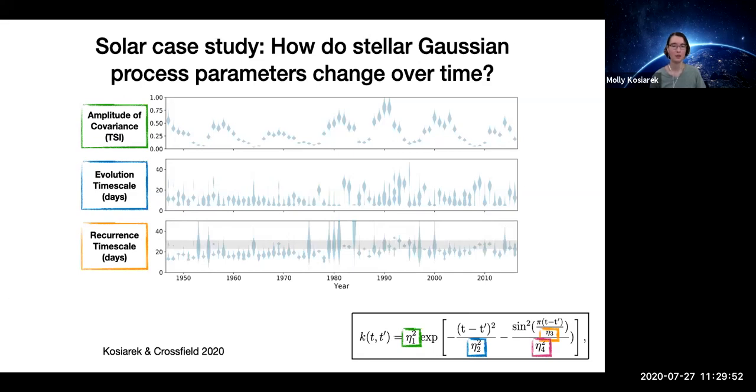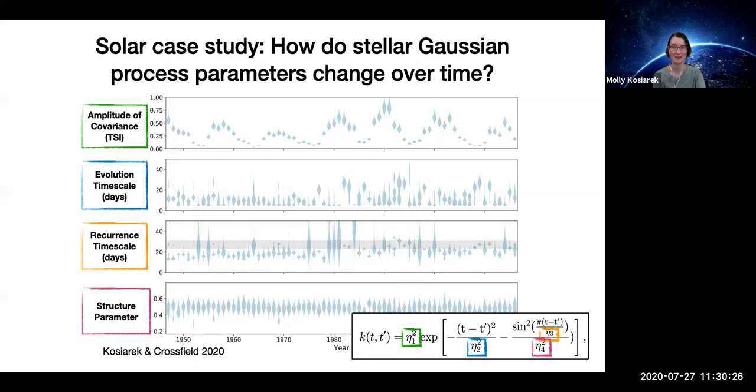This third one is the recurrence timescale, which really should match the rotation period of the sun. I've plotted the solar rotation period as that gray horizontal band, as the rotation period changes slightly as you move in latitude. The Gaussian process matches the rotation period for only a few years. Oftentimes, this parameter is instead constrained at about half the rotation period. You can see, especially towards the beginning of the data set, there's a whole bunch at around 13 days, about half. So we're going to come back to this discrepancy in just 1 minute.